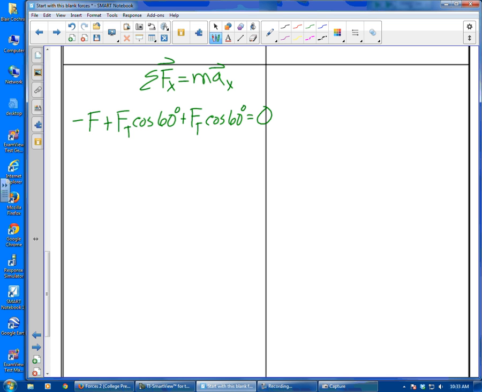No, because they're added. But what I can write is the next step I was going to write, which is 2 times Ft cosine 60 degrees, and we'll put parentheses around it just to make more people happy, equals F. And then if I rearrange this, I can have Ft. It's F over 2 times cosine of 60 degrees.